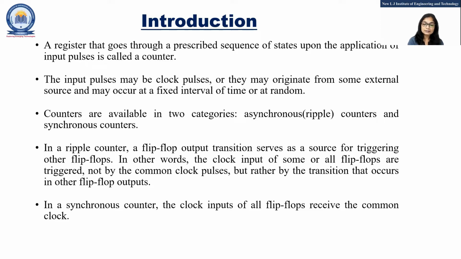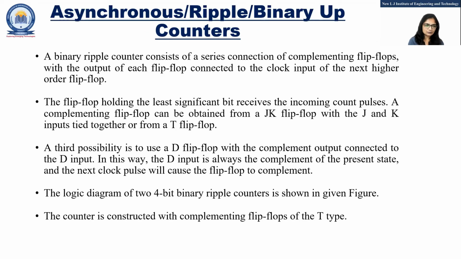But in a synchronous counter, the clock inputs of all the flip-flops receive the common clock pulse. So one common clock pulse will operate all the flip-flops simultaneously. So this synchronous counter will be fast compared to the asynchronous counter, because we are applying the clock simultaneously to each flip-flop. Okay, now we will see different types of asynchronous counters. First, we'll see binary up counters.